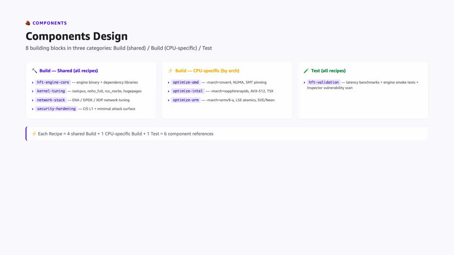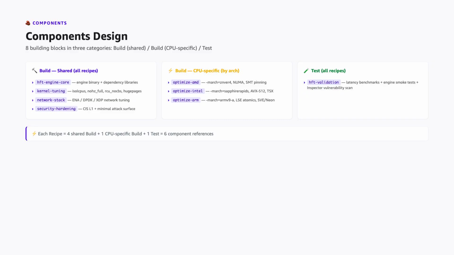Optimize Intel targets Sapphire Rapids with AVX 512 and TSX hints. Optimize ARM targets ARM E9A with LSE atomics and SVE and Neon SIMD. The third group is testing a single component, HFT validation, which runs latency benchmarks, engine smoke tests, and an Amazon Inspector vulnerability scan. Do the arithmetic.